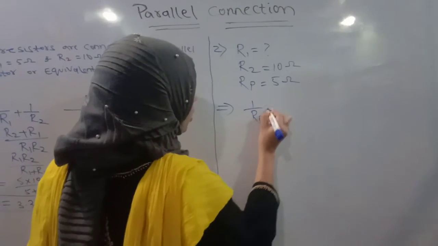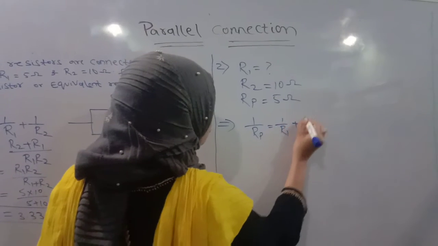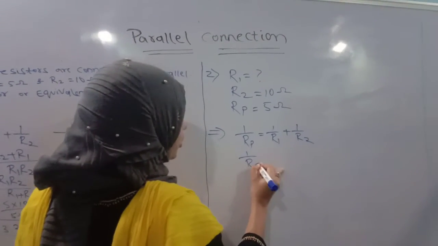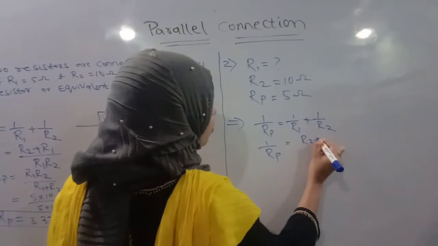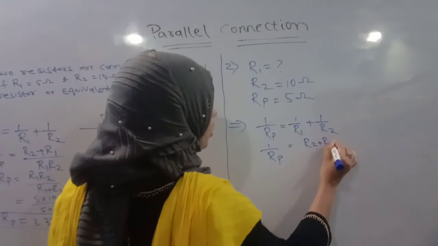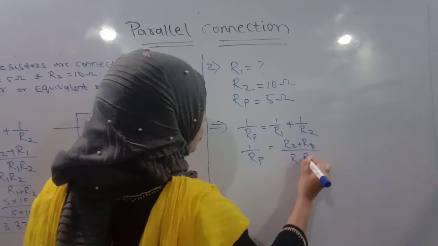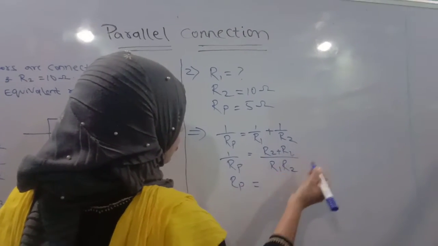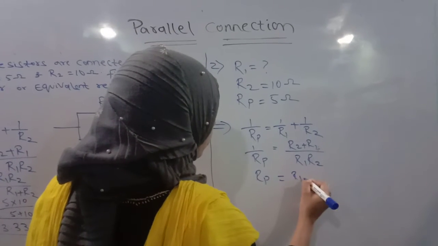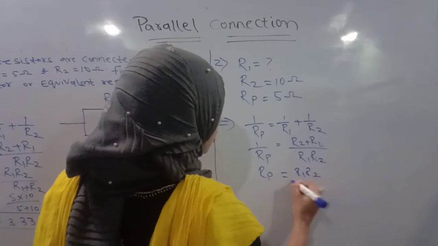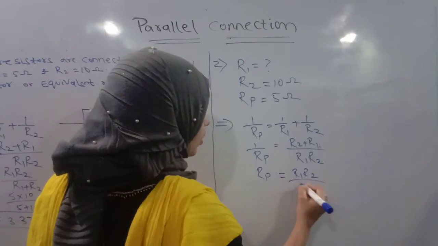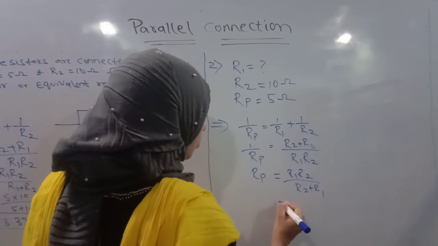We can simplify. 1 by RP is equal to 1 by R1 plus 1 by R2. As this is a parallel connection, here we do the cross multiplication, getting R1 into R2 in the denominator. So the denominator goes to the numerator and the numerator comes down, just to simplify this.